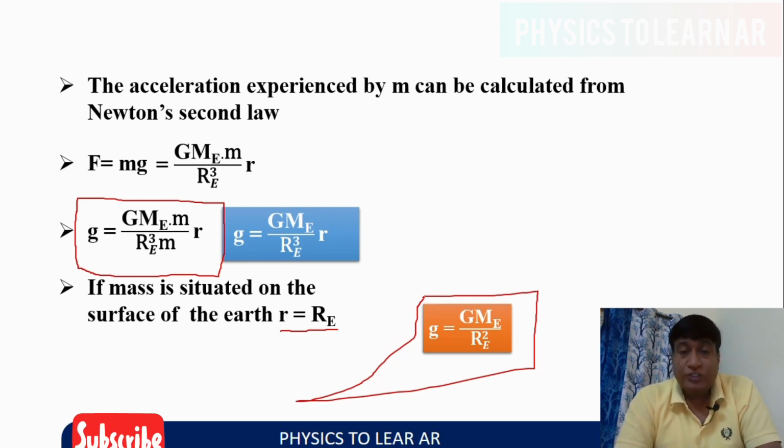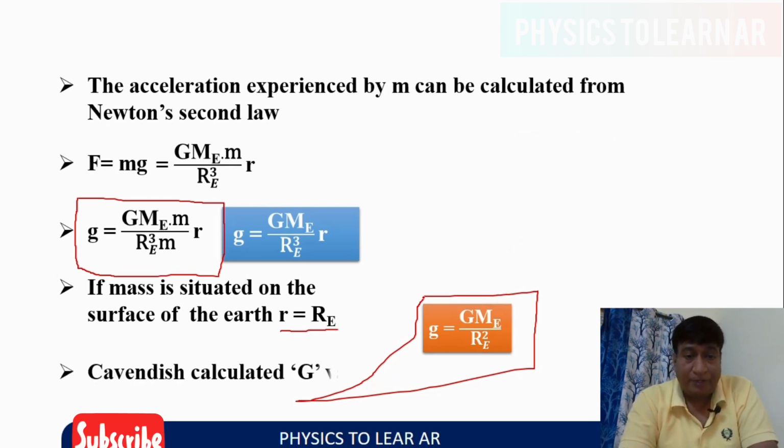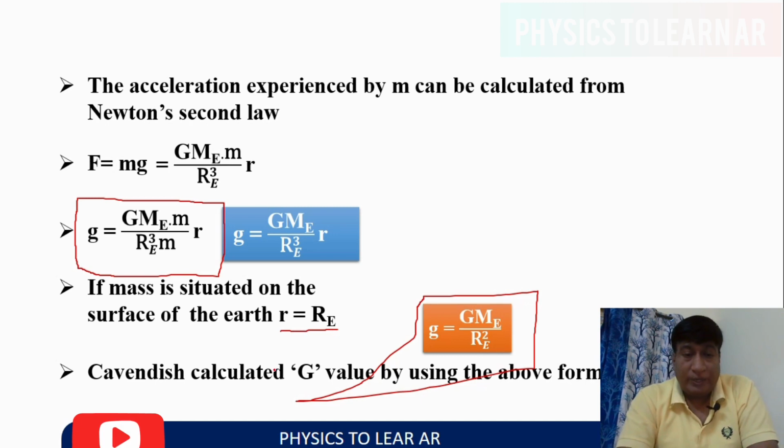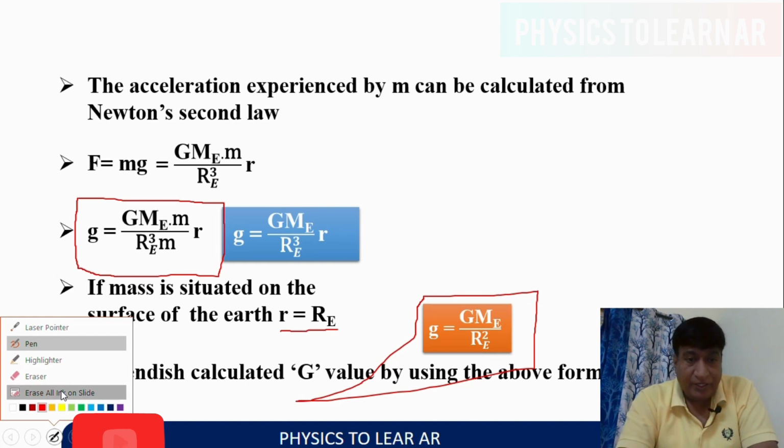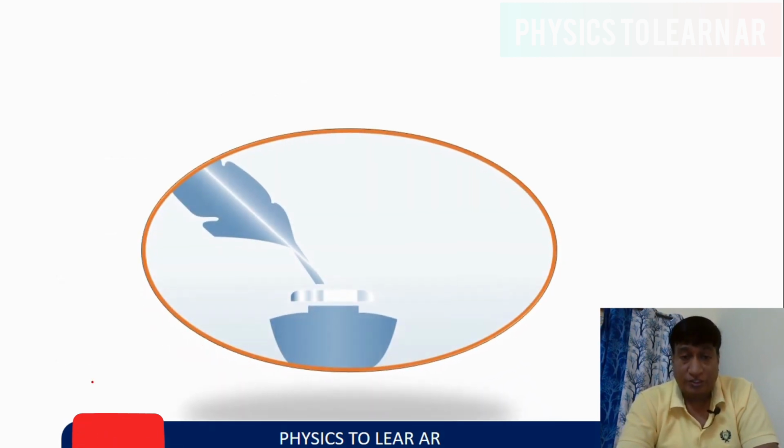The relation between small g and capital G is one of the most important ones: the acceleration due to gravity on the surface of the earth. Cavendish calculated capital G by using the above formula, and found that the capital G value is 6.67 into 10 to the power of minus 11, which is a constant.